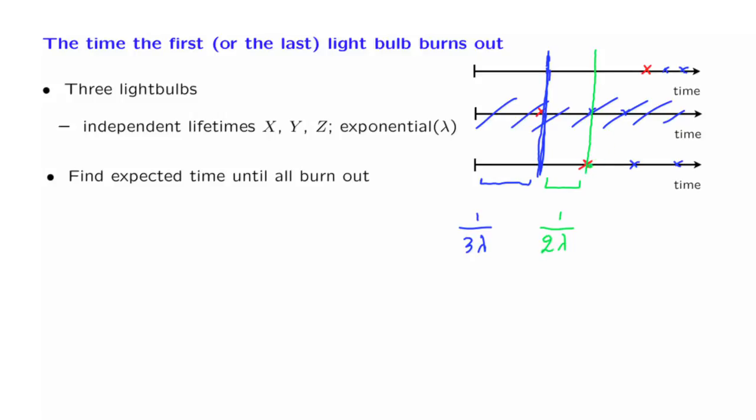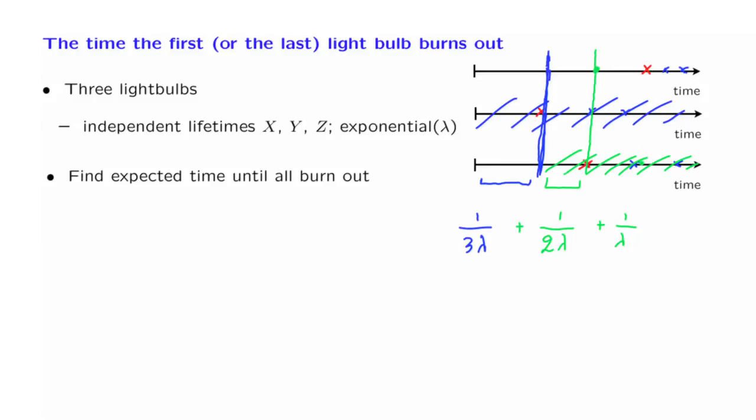And finally, once this burnout has happened, we can forget about this light bulb. We're left just with one light bulb, and starting from here, we wait until that light bulb burns out. Once more, because of the fresh start property of the Poisson process, starting from here until it burns out is going to be an exponential random variable, and in this case an exponential random variable with rate just lambda. And by adding these three quantities, we get the expected time until all three have burned out.